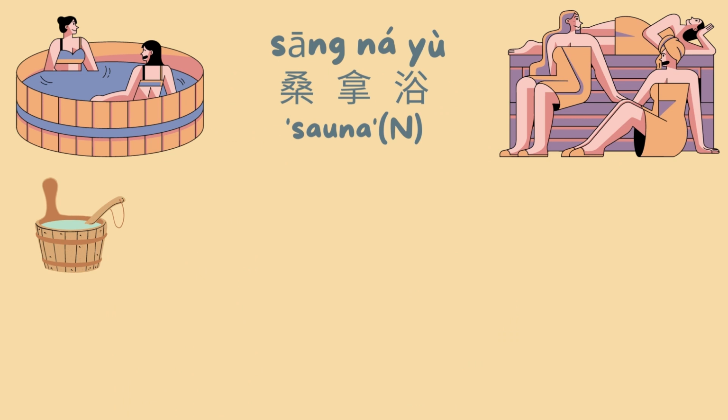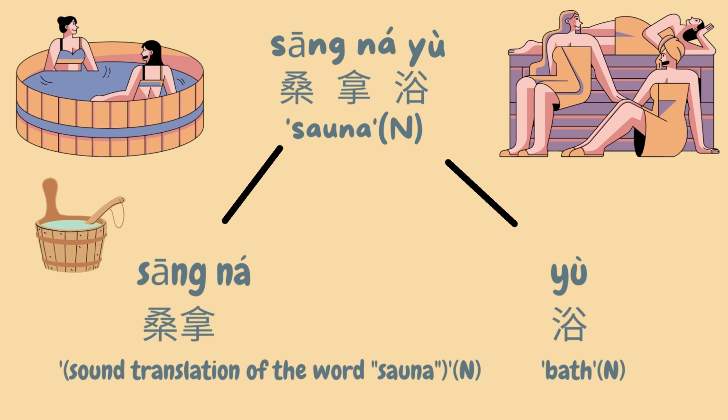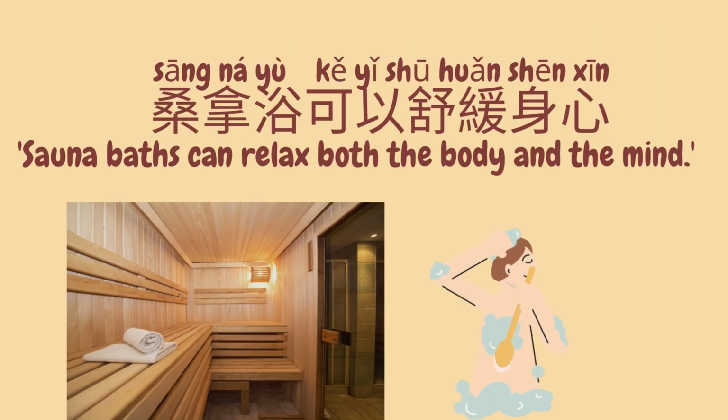Next one, 桑拿浴, sauna. The constituent characters 桑拿 represent the sound translation of the word sauna, and 浴 represents bath, a noun, indicating that the word 桑拿浴 falls under the category of bath. 桑拿浴可以舒缓身心. Sauna baths can relax both the body and the mind.